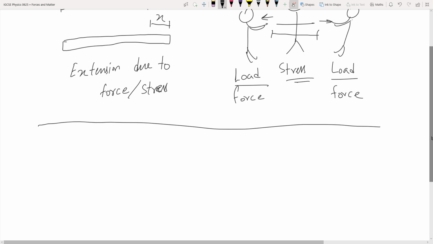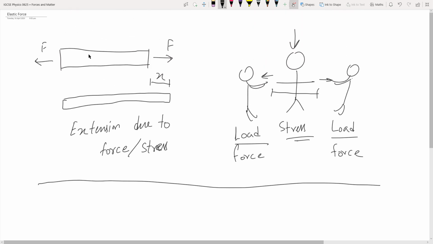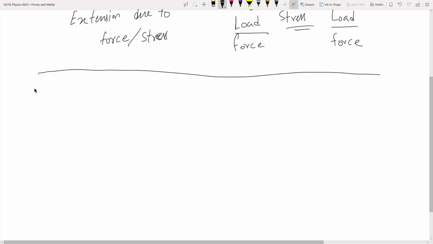So what is elastic force? Since things are being stretched out, this is also known as elastic force. The force which causes these extensions is called an elastic force, or an elastic load, right? And why? Because once we release this force, the object is supposed to get back to its original position, and that is what we call Hooke's law. To understand elastic force, we need to first acquaint ourselves with Hooke's law. And Hooke's law states, I'm just going to draw a graph, right?